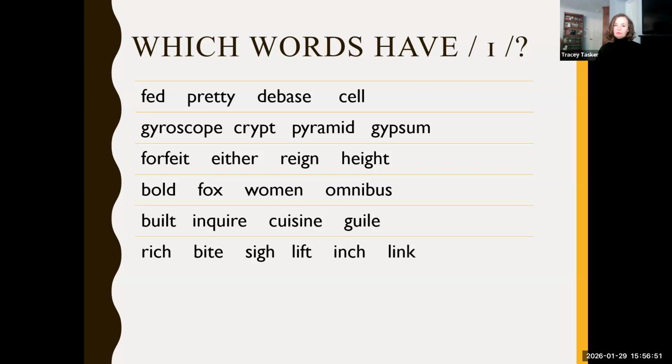So what about the word fed? F, I, D. No, right? That's an E. What about pretty? Again, don't worry about the spelling. It may help to divide the sounds up as I just did. So pr, I, T. I hear the I in there, right? Okay. Let's move on.